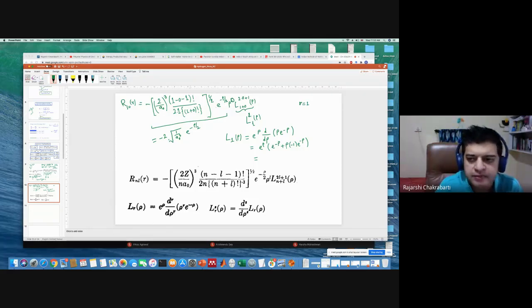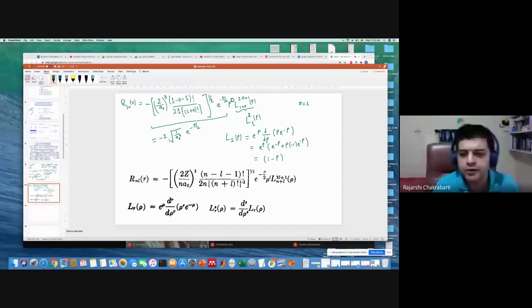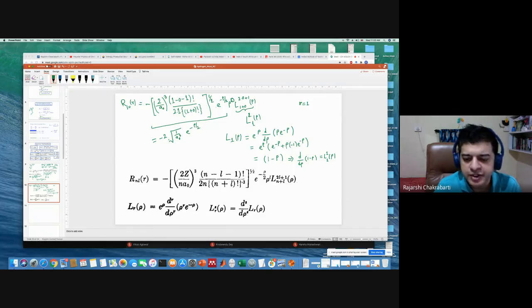This R is 1. So if I do this, I can take common, which is going to be 1 minus rho. This is what I'm going to get, 1 minus rho. And then I have to take the derivative of this again, of 1 minus rho, in order to get L11 rho. Isn't it? Because this is the definition. L11 rho means first derivative of L1 with respect to rho.